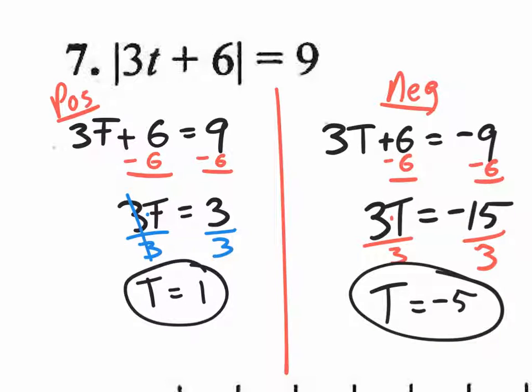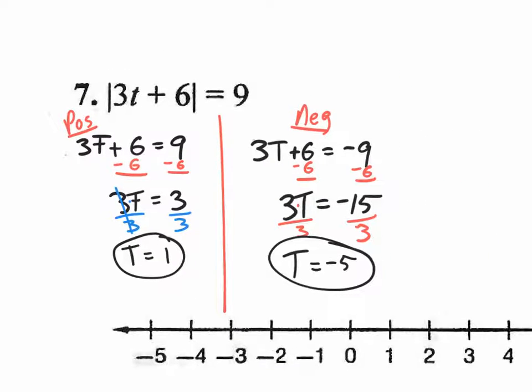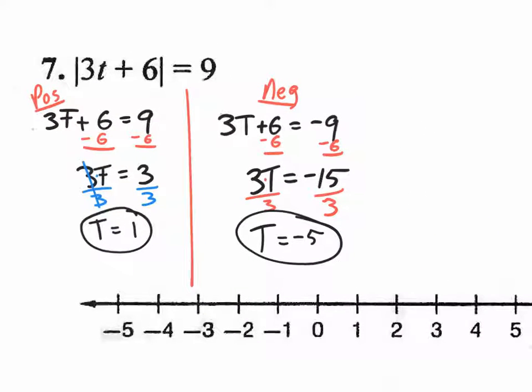Again, if you have time, take your value of 1, plug it in. 3 times 1 is 3. 3 plus 6 is 9. The absolute value of 9 is 9, so 1 definitely works. When you plug in a negative 5 right there, 3 times negative 5 is negative 15. And negative 15 plus 6, if you owe $15 and have $6, you're still going to owe $9. But when you take the absolute value of negative 9, it also gives you 9. So both answers work. You need both to get full credit. Of course, plot your answers on the number line, positive 1 and negative 5.